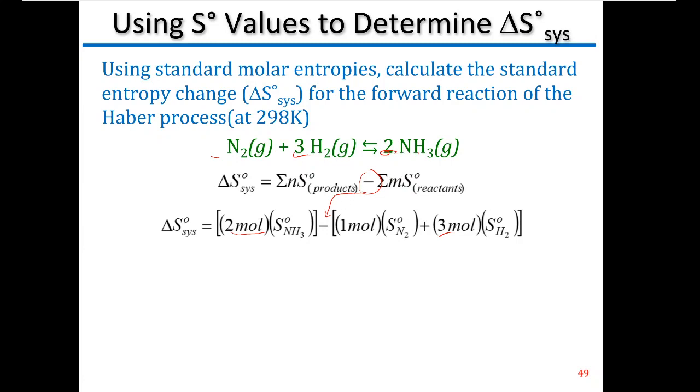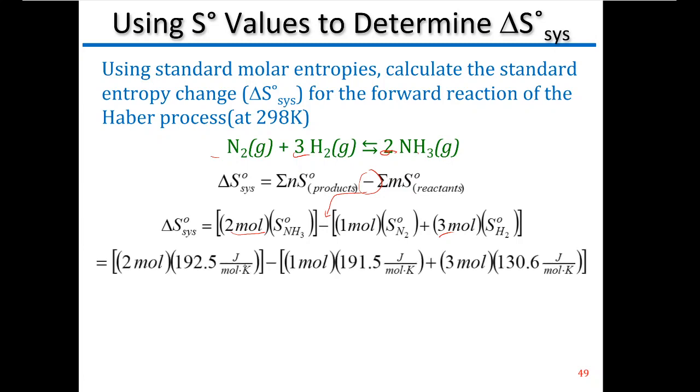Now we have to go to a chart just like the one I showed you, and plug in those values. Notice these coefficients just come down and turn into your multiplication factors. Now inserting the actual numbers in. You go to a table like the one I showed you and pull these numbers. So now we have 2 times this number of joules per mole Kelvin, minus 1 times this number we looked up in the table, plus 3 times 130.6. You just find, for instance, gaseous hydrogen, gaseous nitrogen, gaseous ammonia, and find those numbers.